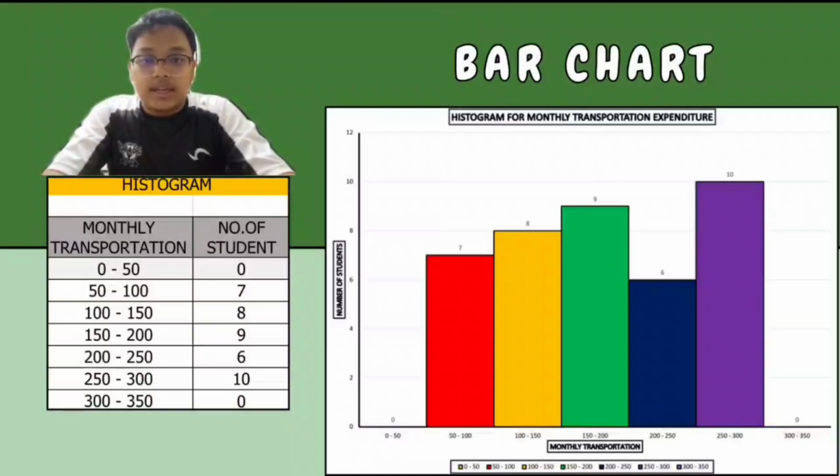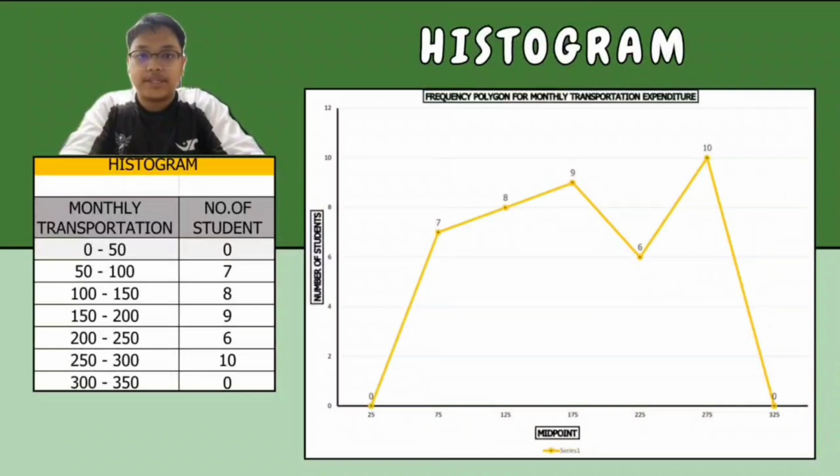The next highest is 150 ringgit to 200 ringgit with 9 students, followed by 100 to 150 ringgit with 8 students. Under a histogram, this bar chart treats each range as a distinct category, making it easy to compare frequencies across groups. Now let's turn to the histogram.